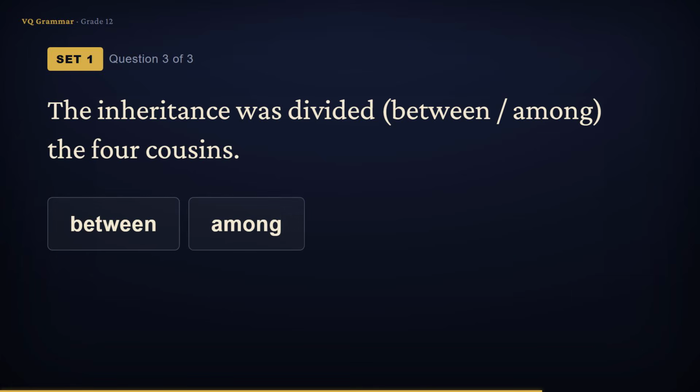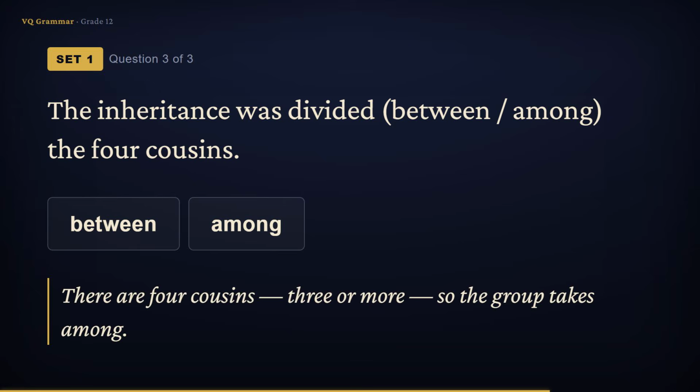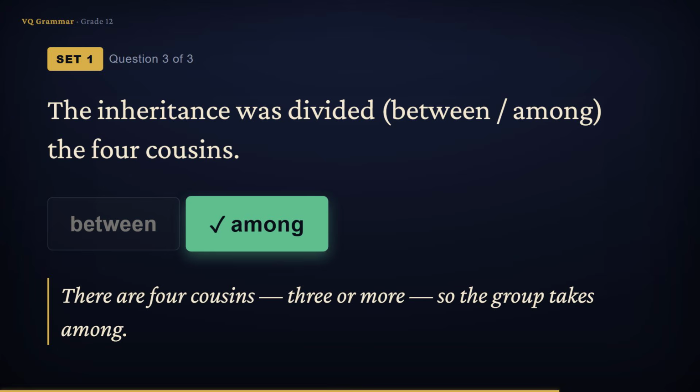The inheritance was divided blank the 4 cousins. Between or among? Count the people. 4 cousins. Well more than 2, considered together as a group. 3 or more calls for among. The inheritance was divided among the 4 cousins.